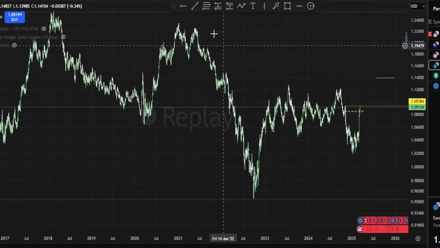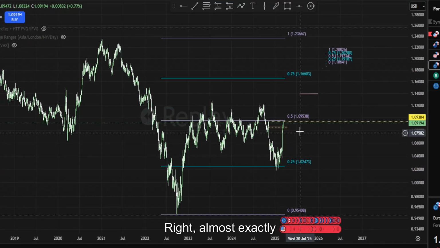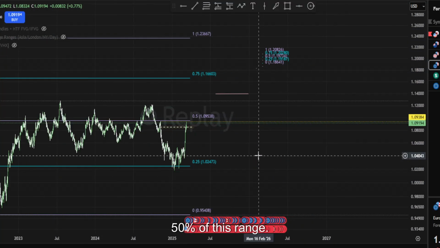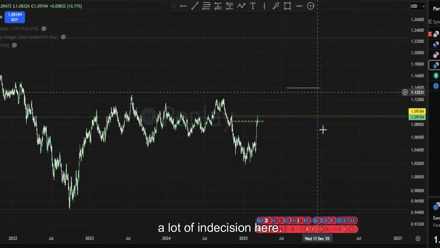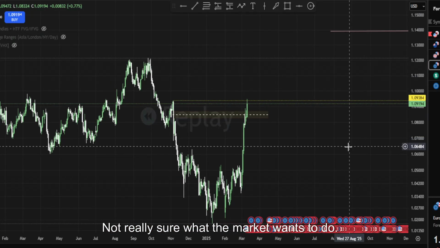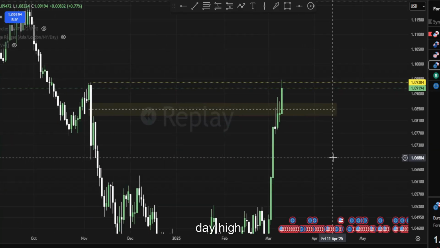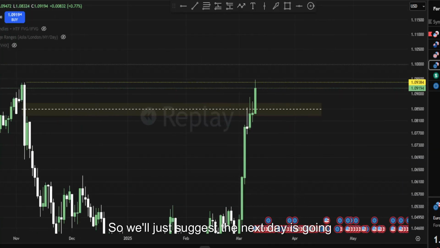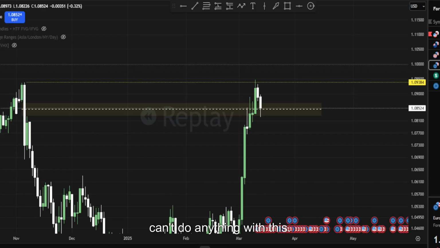Now we're sitting at the 50% of the range, almost exactly 50% of this range. Okay, so a lot of indecision here. Not really sure what the market wants to do. Swept these highs. We did close above the previous day high, so we'll just suggest the next day is going to be bullish. But we are seeing rejection from this liquidity. Still inside the previous day range, so we can't do anything with this.